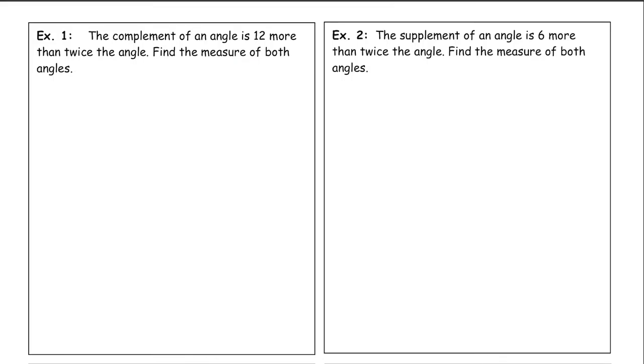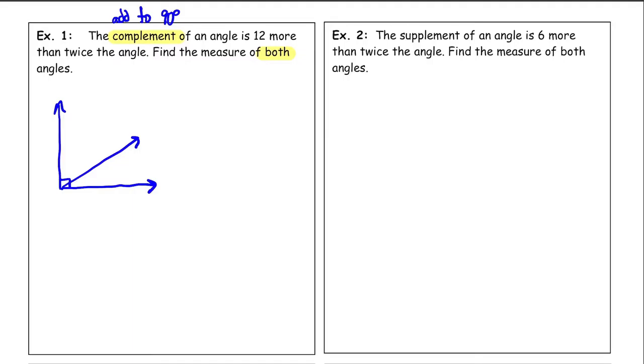Find the measure of both angles. So we need to know some vocab. Complement. We have to remember that complement simply means adds to 90 degrees. So we got to make that connection. Since I do not see a 90-degree angle, I'm going to draw one. Now, the complement of the angle is 12 more than twice the angle. Find the measure of both angles. So there's two angles in this diagram.